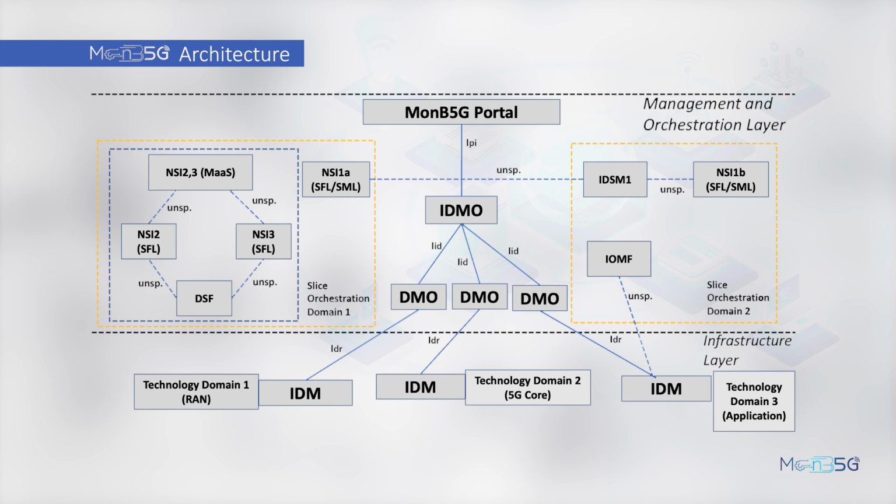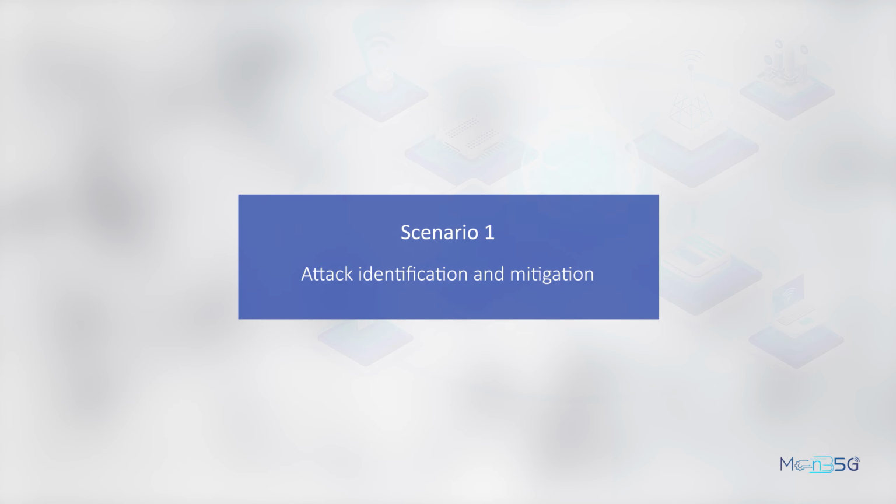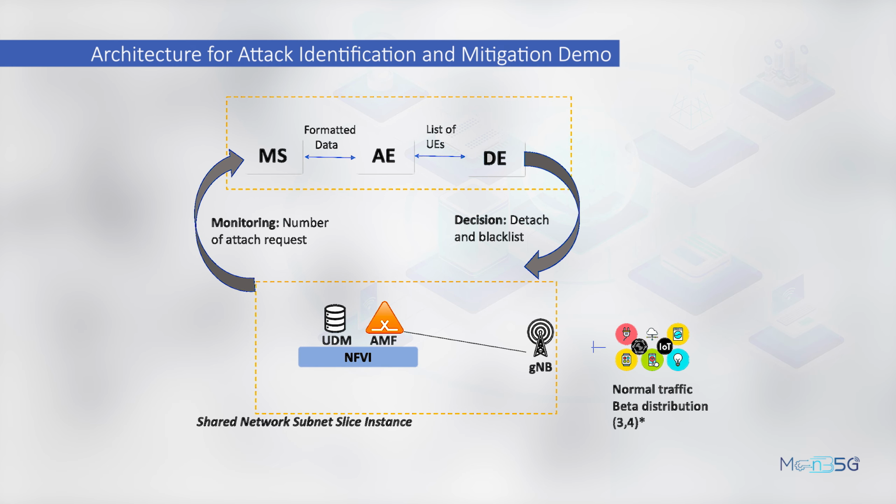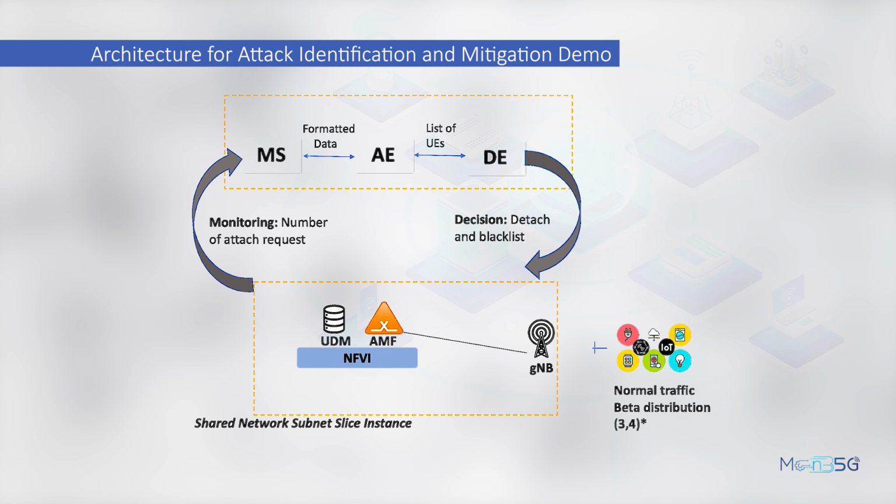The MonB5G architecture consists of two layers: the management and orchestration layer and the infrastructure layer. MonB5G identifies, detects, and mitigates attacks within and between slices, thanks to the monitoring system, analysis engine, and decision engine.